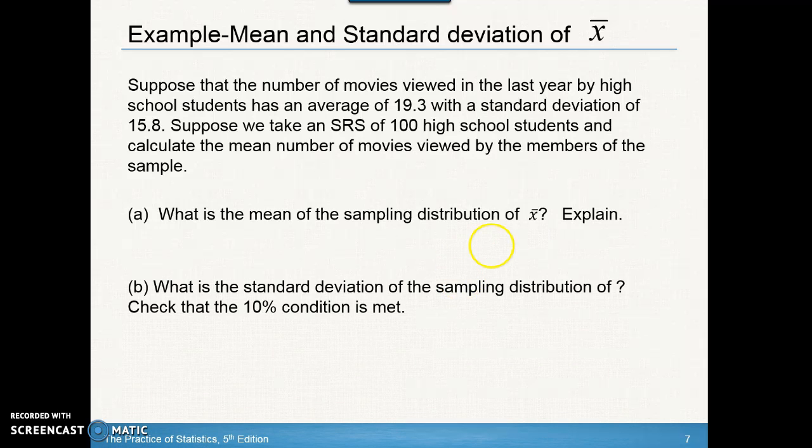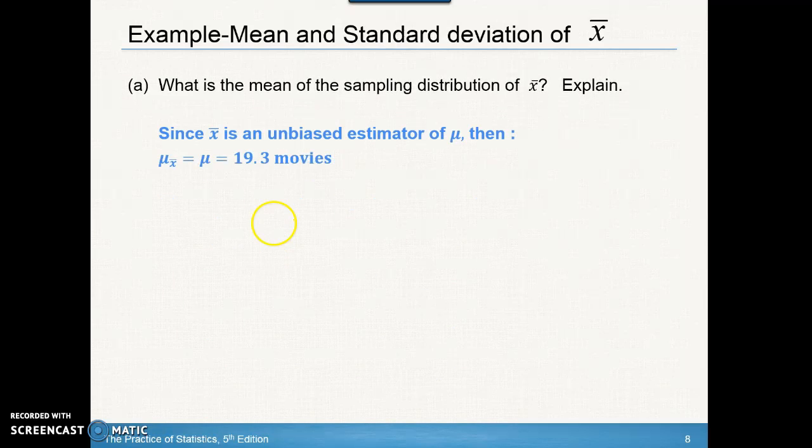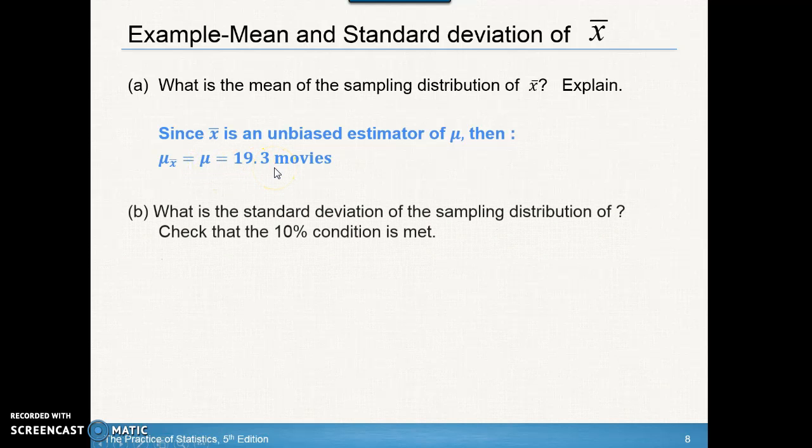What is the standard deviation of the sampling distribution of x bar? When you find the standard deviation, you must always check to make sure that the 10% condition is met. That allows us to say each of my trials are independent. Since we're assuming x bar is an unbiased estimator, the mean of the sampling distribution is equal to the mean of the population, which is 19.3 movies.